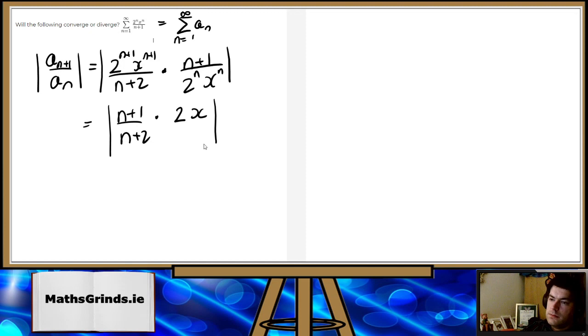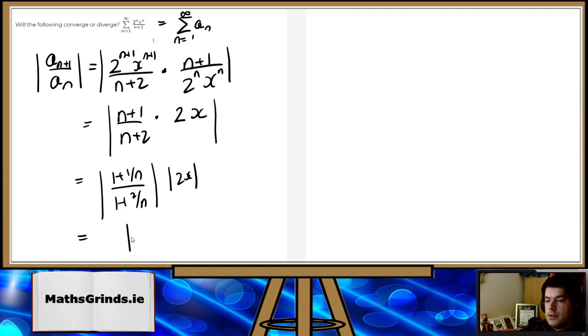Now, that's equal to (1 + 1/n) over (1 + 2/n) times 2x. That's positive, so why am I bothering with the absolute signs? It'll just be 2 times (1 + 1/n) over (1 + 2/n) times the absolute value of x.